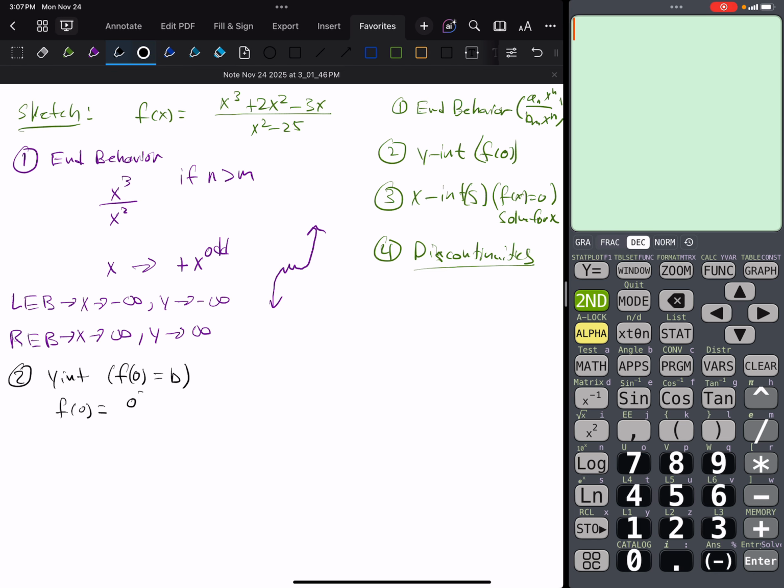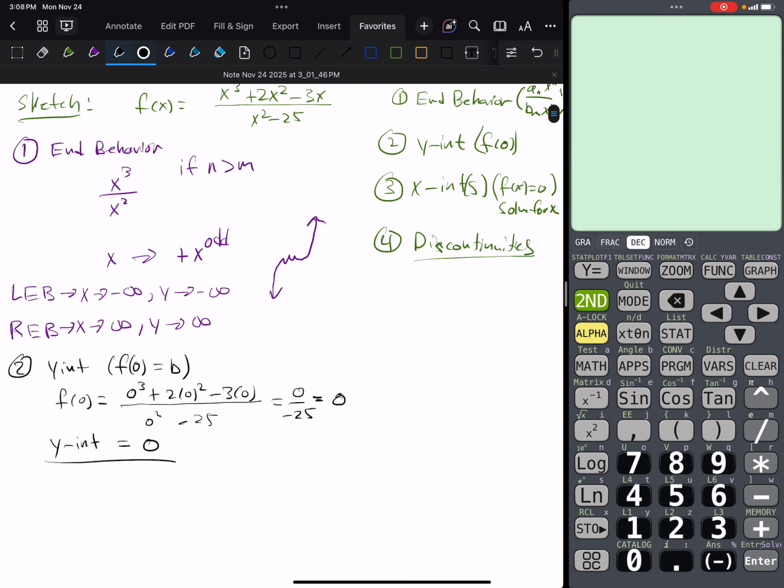So if I put 0 in here, what am I going to get? I'm going to get a 0 cubed plus 2 times a 0 squared minus 3 times a 0, all divided by a 0 squared minus 25. And so I end up with 0 over negative 25, which is just 0. So I do have a y-intercept. It just happens at the origin. So my y-intercept equals 0.